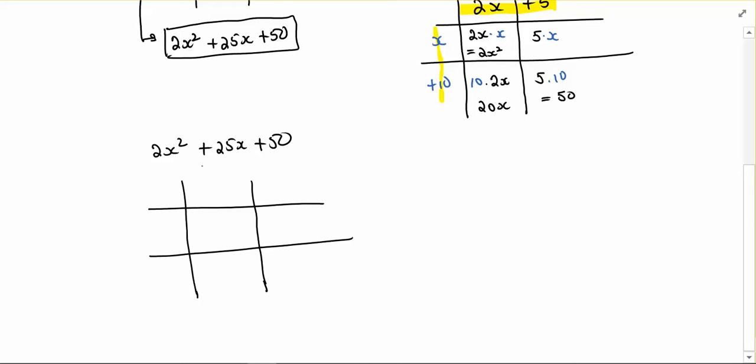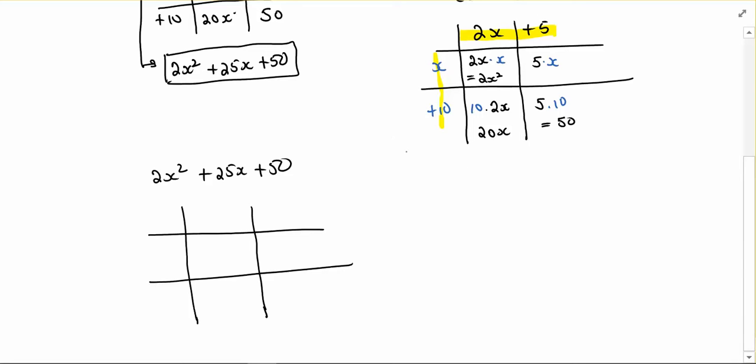Now, if you look at the 2x squared, so let me write 2x squared here, that only comes from this box right here. And that comes by multiplying this with this. If you think about this 2x squared, you don't really have many choices as to what could go here and what could go here. One of them has to be 2x, and the other one has to be x. No choice. So we sort of have two pieces of the answer.